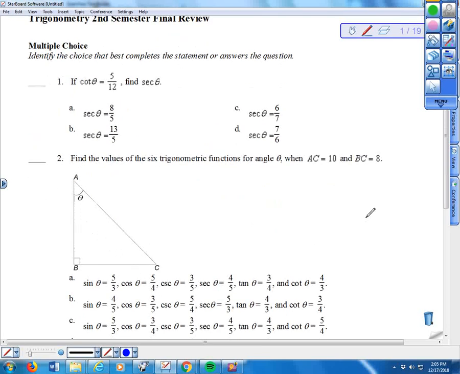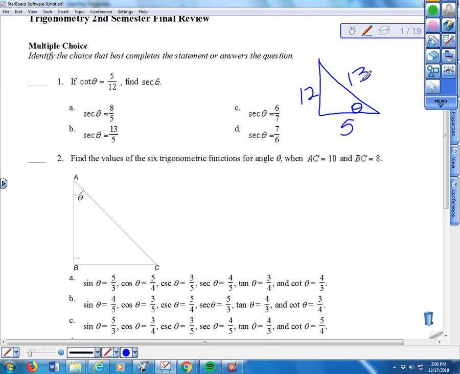I don't know. Maybe. Okay, if cotangent is 5/12, so what is this 5/12? 13? 144 plus 25. 5 square root of 169. It's 13. Yes. Okay. There we go.